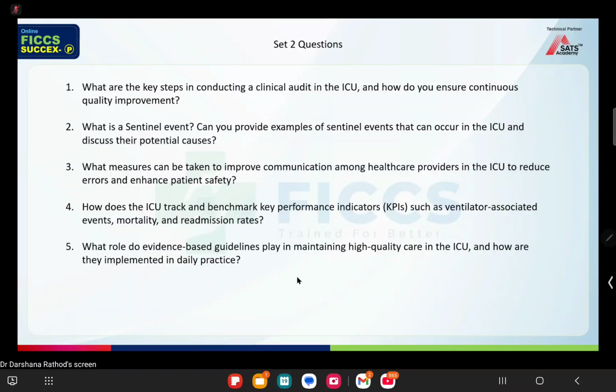So just to brief you all now. So you started it well. What are the key steps in conducting a clinical audit in ICU? And how do you ensure quality improvement?